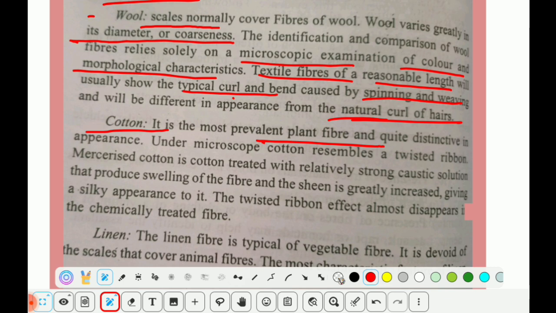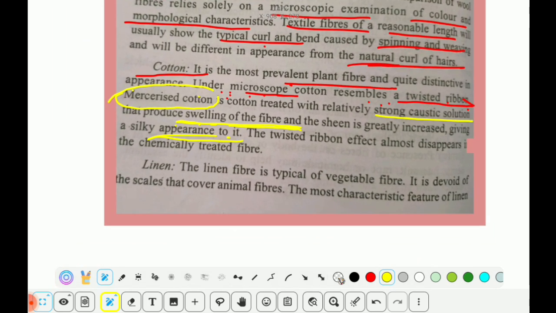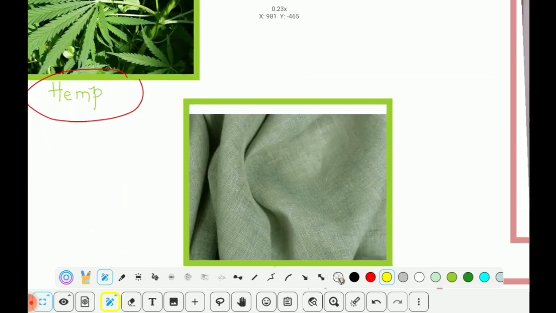Then in case of cotton, cotton is a plant fiber. There may be other plant fibers as well, like hemp, we have talked about it. So they all are different in appearance. When you make a microscopic examination of the cotton fiber, twisted ribbon-like structures will be obtained. And mercerized cotton: when the cotton is treated for a sufficiently long time in the caustic solution, there will be some swelling of the fiber, and this will keep on increasing, giving it a silky appearance. Therefore you must have seen that cotton clothes have some sort of silky appearance as well. So this is the reason.